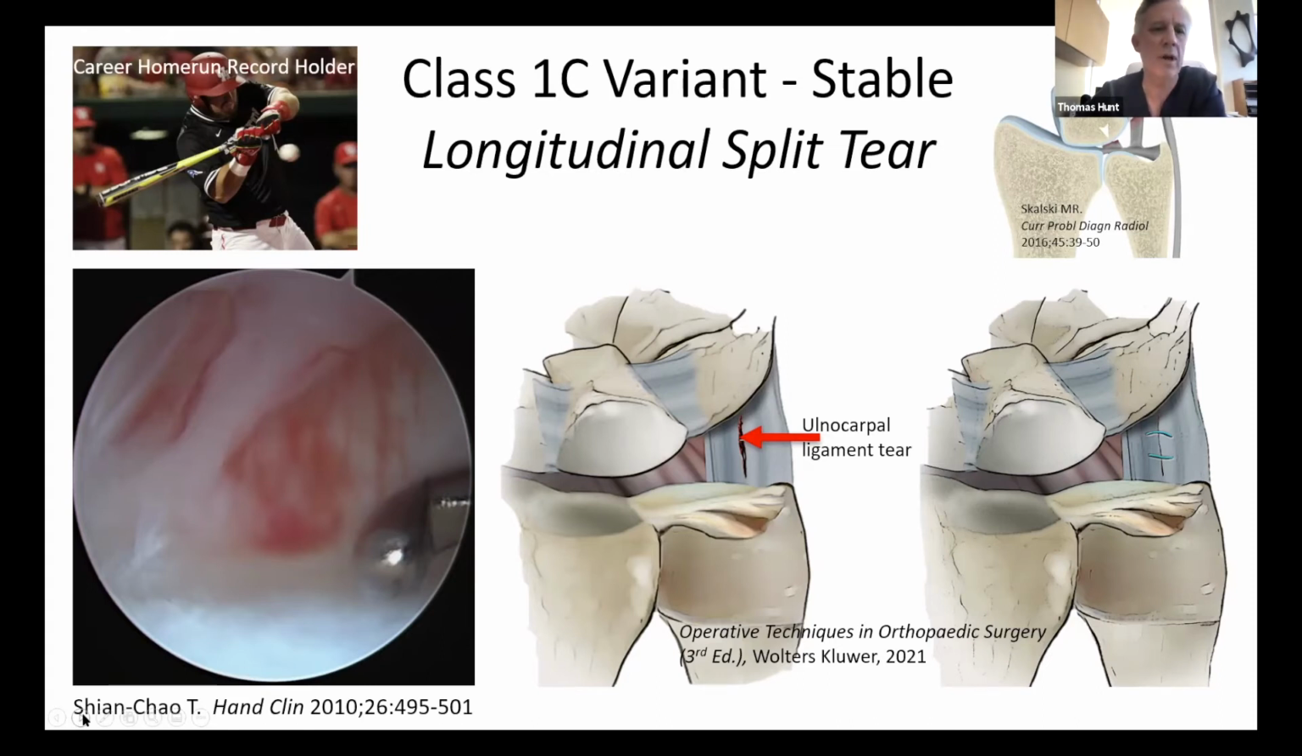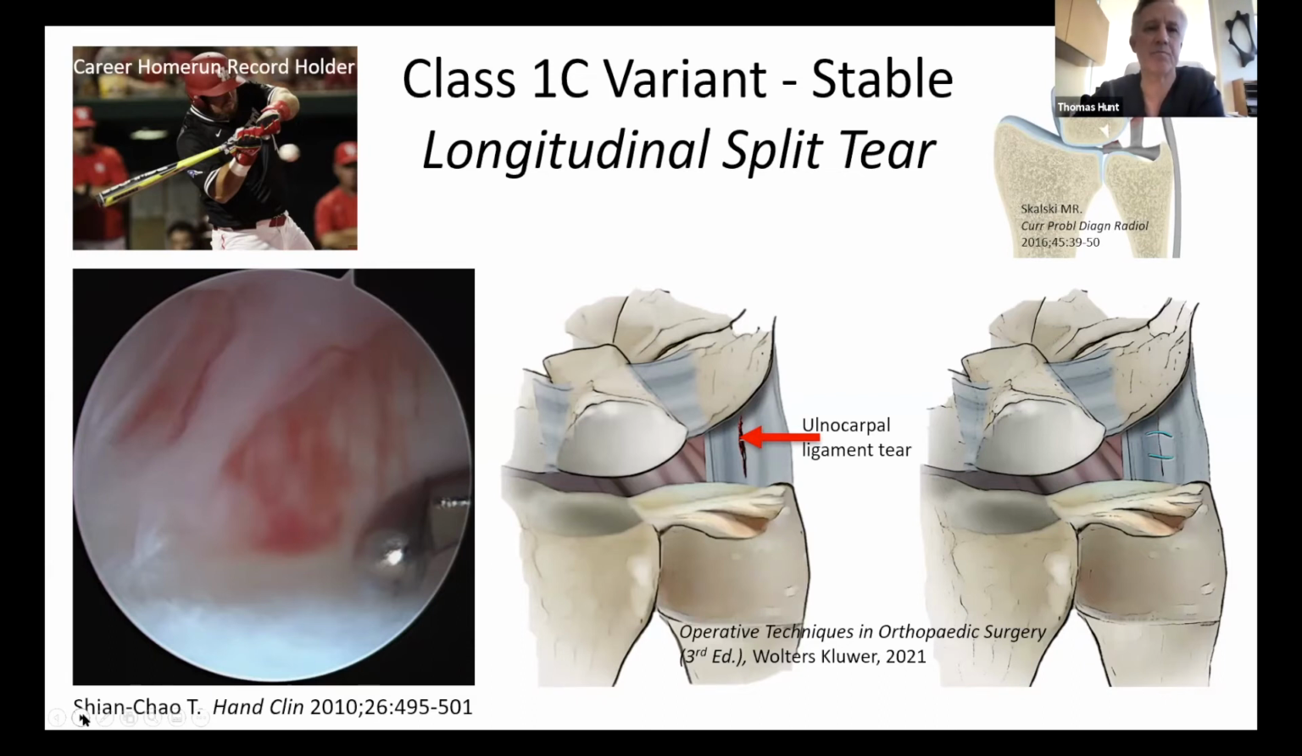3-4 portal. That was debrided, and then subsequently an incision was made, a longitudinal incision between the fovea and the flexor carpi ulnaris. That synovial cyst was resected, and an outside-in repair of the split tear was performed, similar to how this drawing depicts it. And he returned to his sport and was the all-time home run hitter for that college. So that was a nice result.